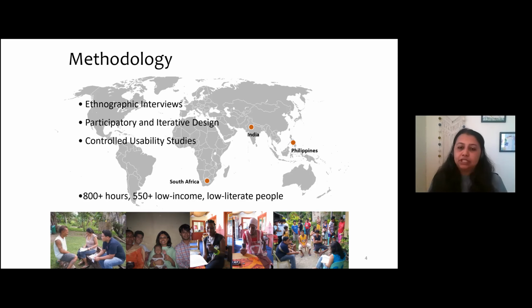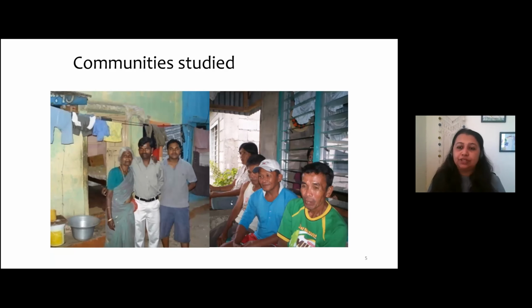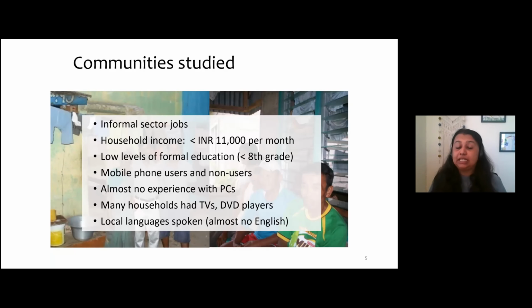In terms of characteristics of the communities that we studied, people had informal sector jobs. They could be domestic helpers, people who cook and clean at other people's homes. They could be construction workers, daily wage earners, fishermen, farmers, and so on. Household incomes were typically less than, let's say, 11,000 rupees per month. There are lower levels of formal education, highest grade attained at maybe eighth grade, sometimes much lesser as well.